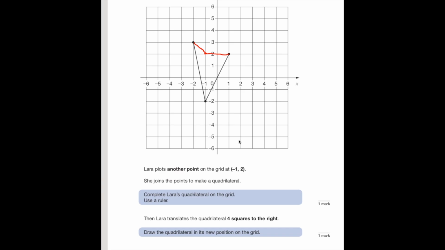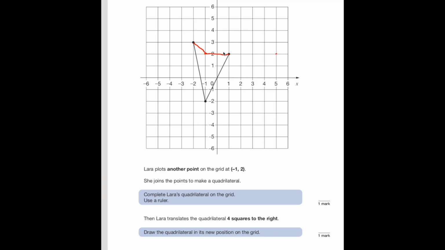And lastly, Lara then translates the quadrilateral 4 squares to the right. Draw the quadrilateral in its new position. So what I recommend doing with questions like this is getting the key corner points, such as these ones, and we're going to move them all 4 spaces to the right and just put a dot. So this one here would now be 1, 2, 3, 4. It would be here.